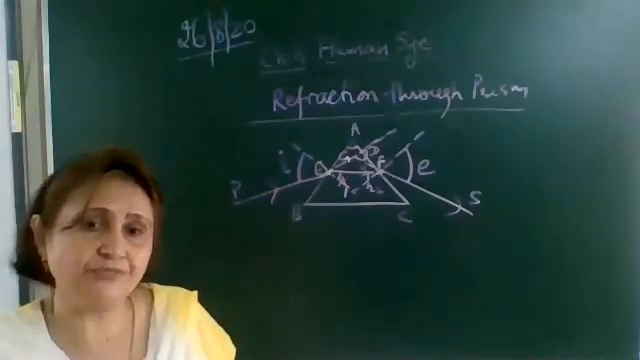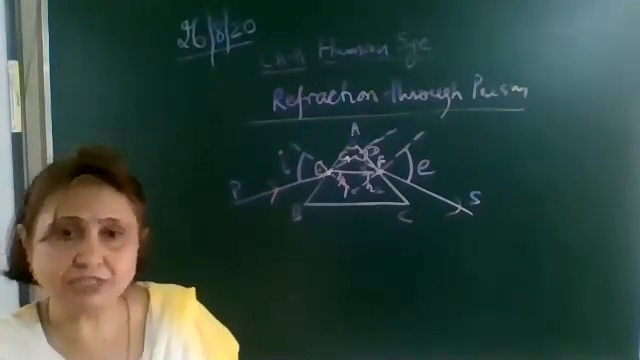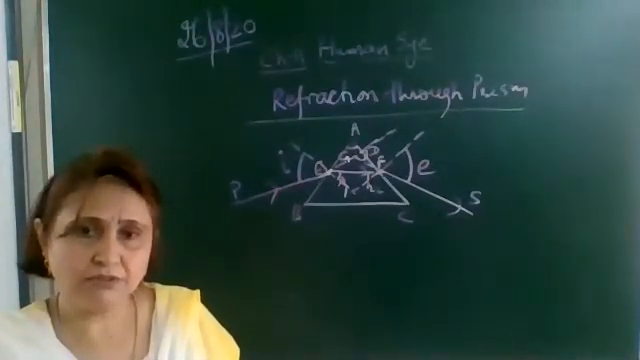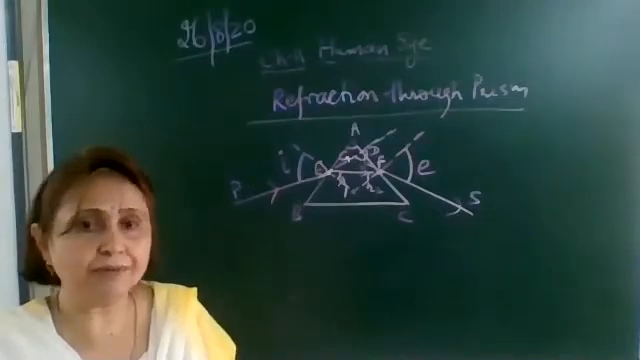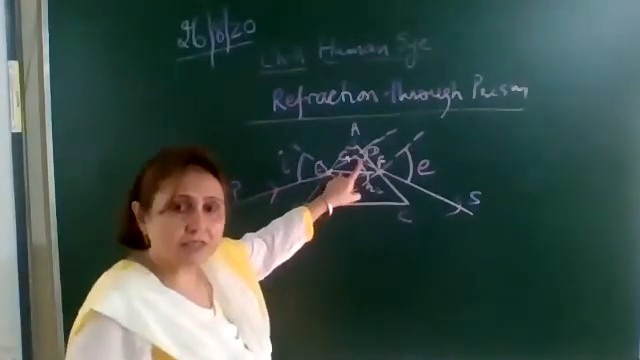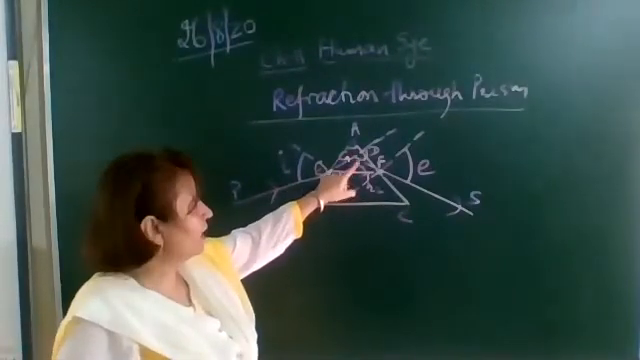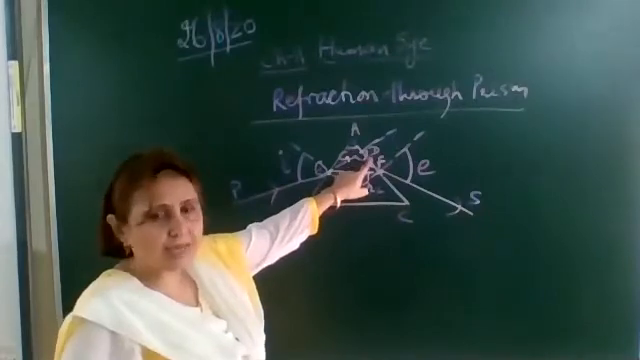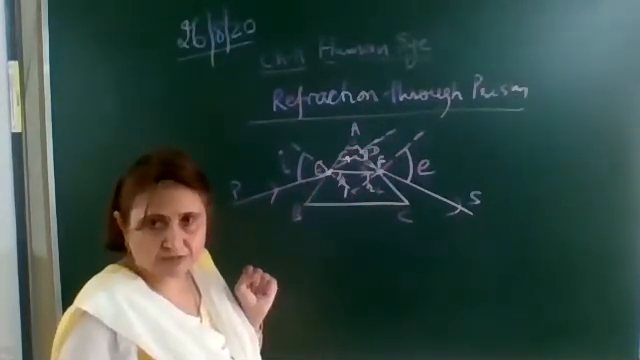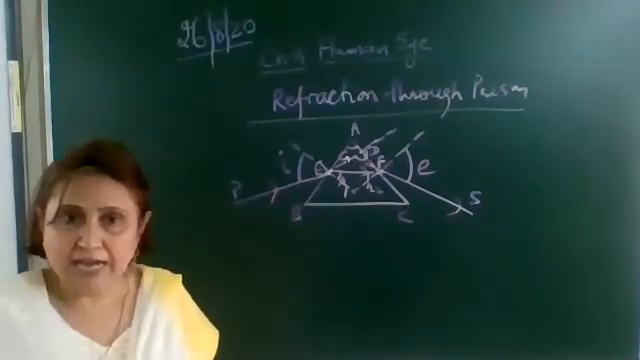Whereas in case of a glass slab, the incident ray and the emergent ray were parallel to each other, so there was no angle of deviation between them. But here, as the incident ray and the emergent ray are meeting at a point, the acute angle formed between them we call the angle of deviation.